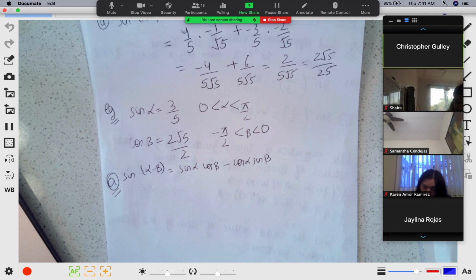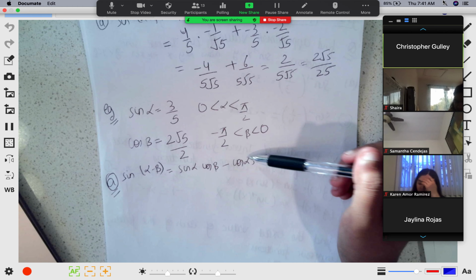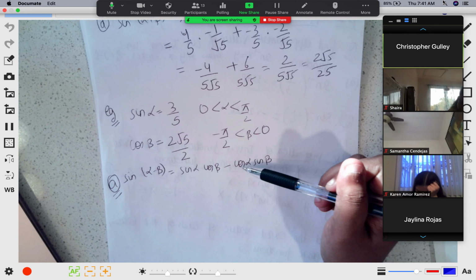We plug them in. The thing is, I don't have all of them. I know sine alpha and cosine beta only. I don't know what cosine alpha and sine beta are. Okay. So I need to find these two. How do I find cosine alpha and sine beta?